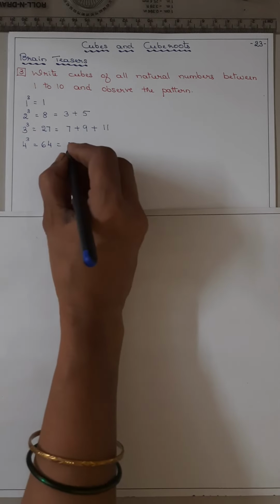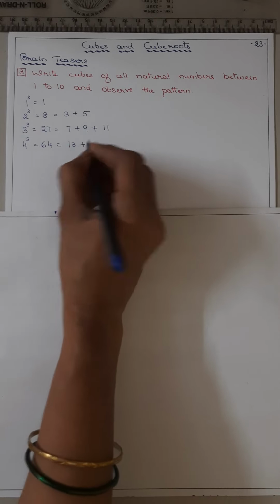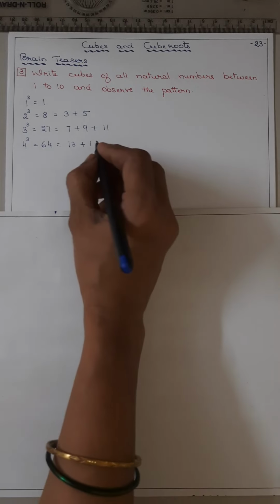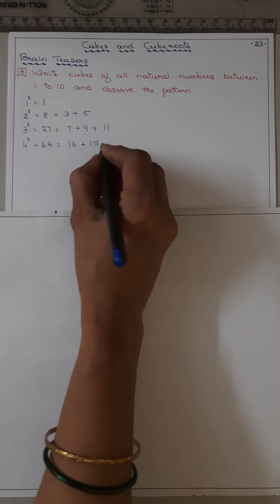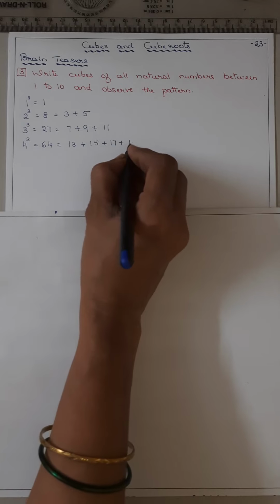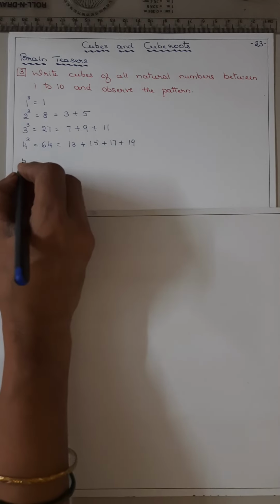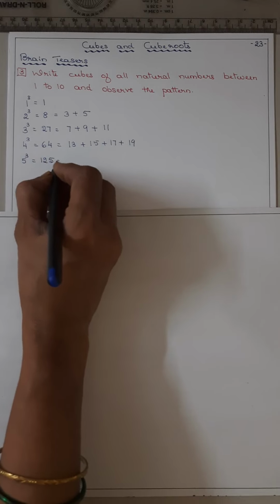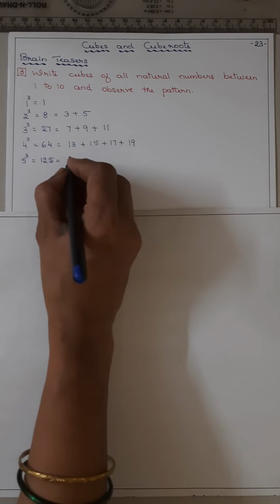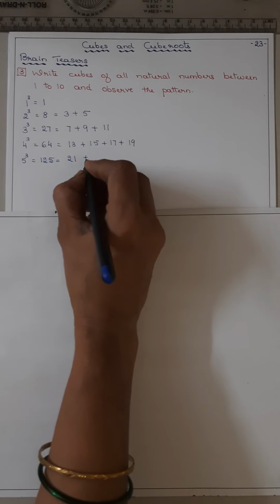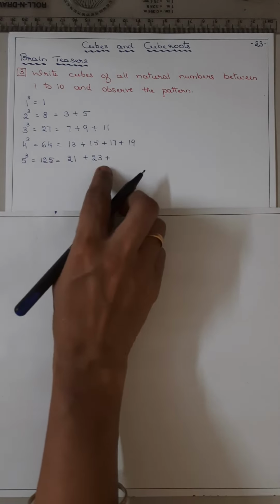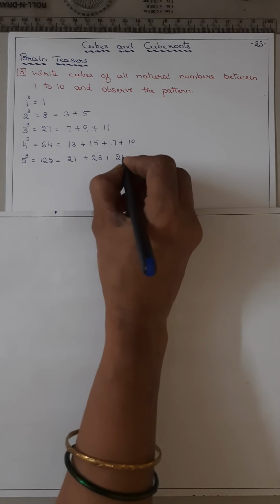After 11, it is 13. 4 odd numbers: 13 plus 15 plus 17 plus 19. Next, 5 cube is 125. After 19, it is 21 plus 23. We have to write 5 odd numbers: 21, 23, 25.